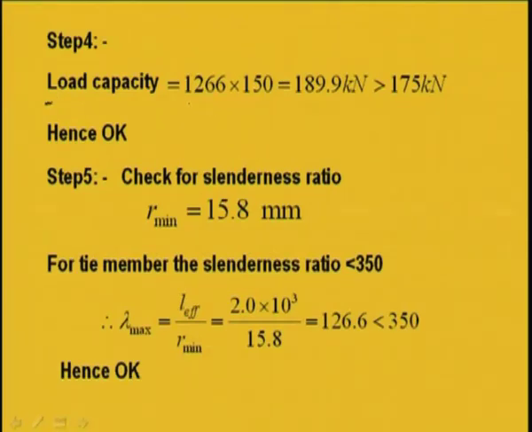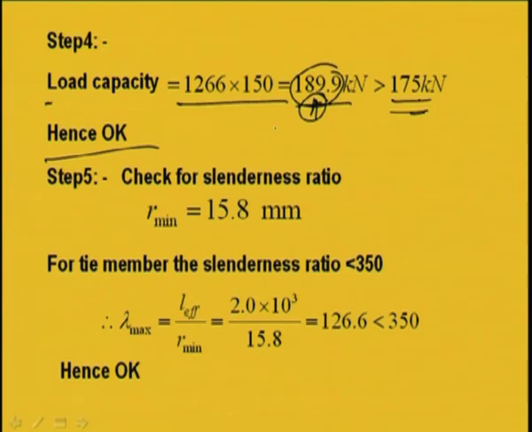The load carrying capacity we can also find out. Load carrying capacity will be 1266, the net area available, into 150. This comes to 189.9 kilonewton, which is greater than 175 kilonewton. The load acting is 175 kilonewton and the member can carry 189.9 kilonewton, which is greater than 175, that means this is safe. If this were less than 175, then we would have to increase to the next section and check again the same thing.